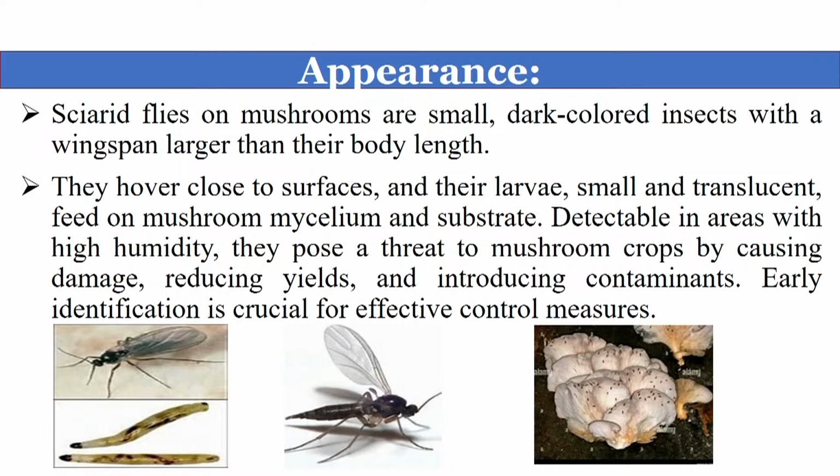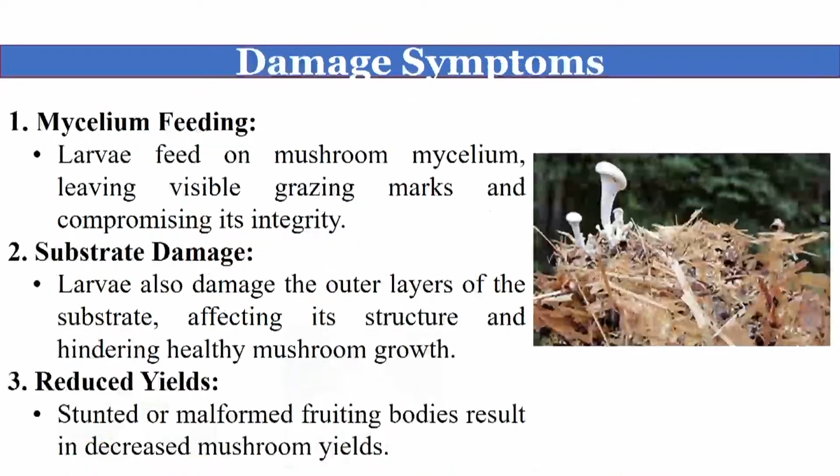They can pose a threat to mushroom crops by causing damage, reducing the yield quality, as well as introducing contaminants of other pathogens also. Early identification is crucial for effective control measures for this insect pest. Now about the damage symptoms, you can identify the larvae that feed on the mushroom mycelium, leaving visible grazing marks, as well as compromising its integrity. You can easily identify the substrate damage.